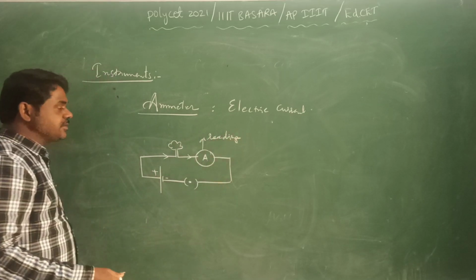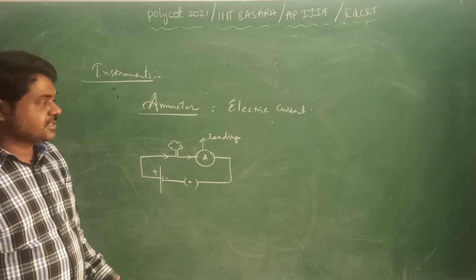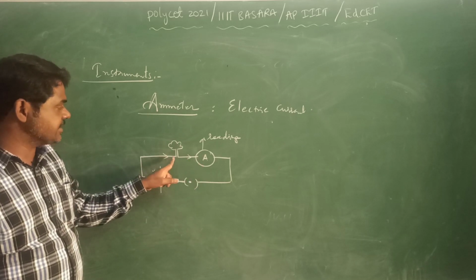That means how much current is going to flow through the ammeter. So that is the strength of the current passing through the circuit.